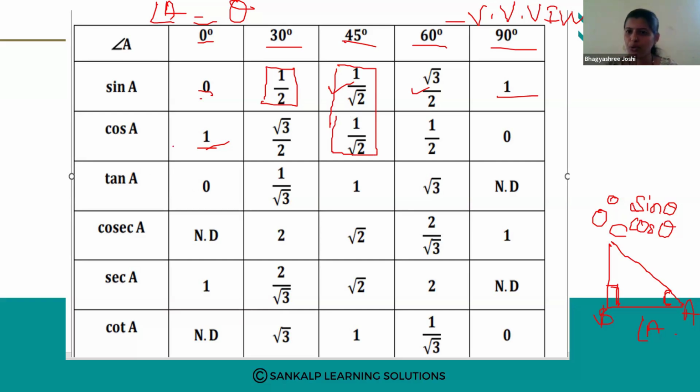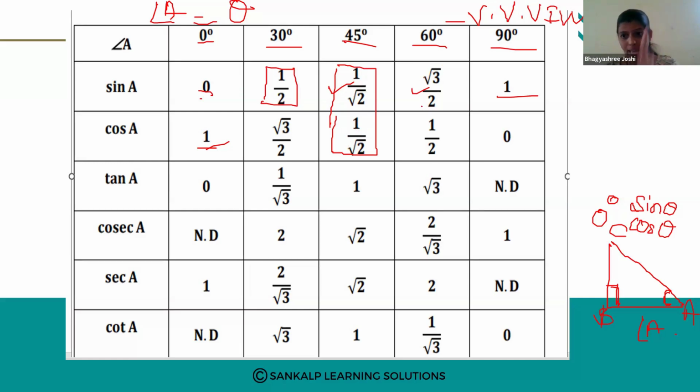Tan means what? You know, sin divided by cos, that is tan. For 0, 0 divided by 1 means it is 0. For 30, 1 divided by 2 divided by root 3 divided by 2, the 2 cancels, and you get 1 divided by root 3. Here, 1 divided by root 2 by 1 divided by root 2, so root 2 gets cancelled. Only 1 divided by 1 remains, so the answer is 1.